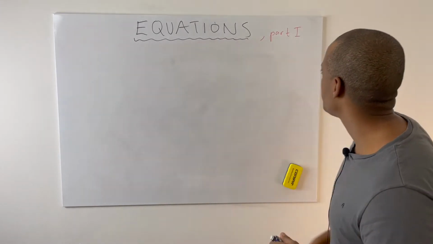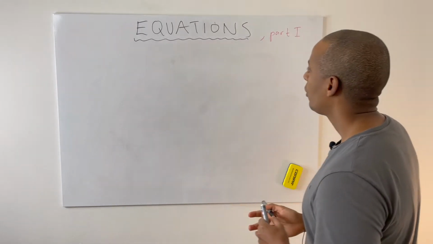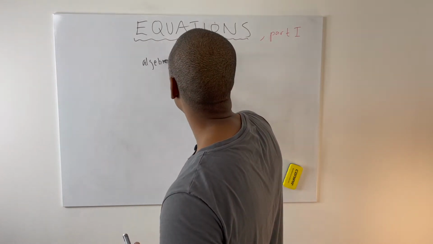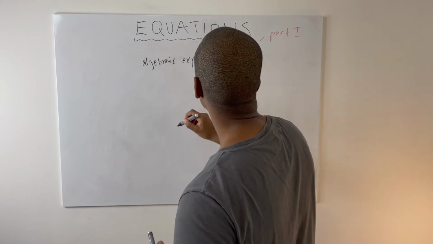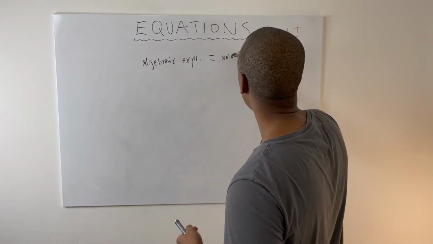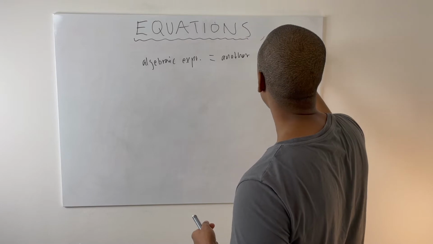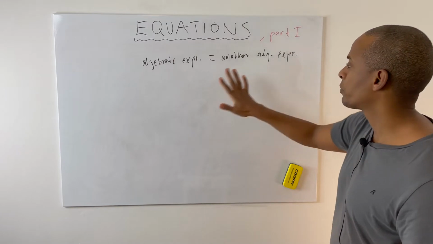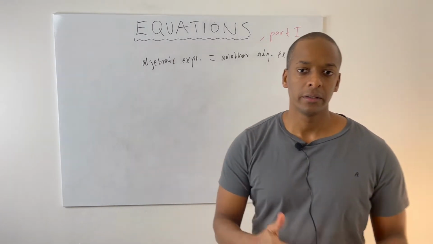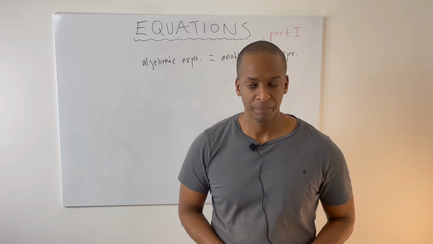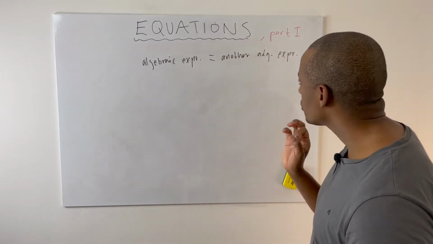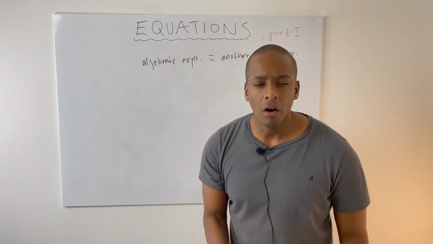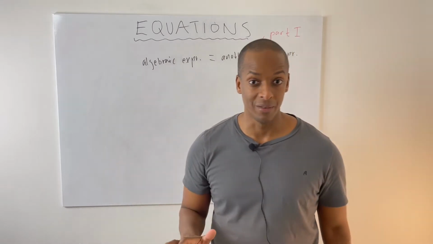So when we talk about an equation, guys, this is not something scary. What we say is, here's an algebraic expression, and it is equal to another algebraic expression. So two algebraic expressions are equal to each other. That's an equation. And the best way to learn about equations is to do a lot of examples. That's the only way to learn.